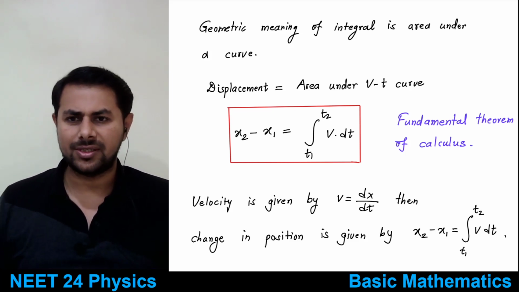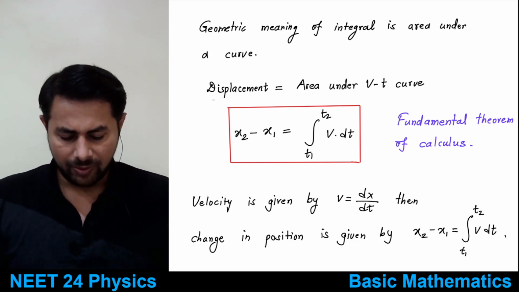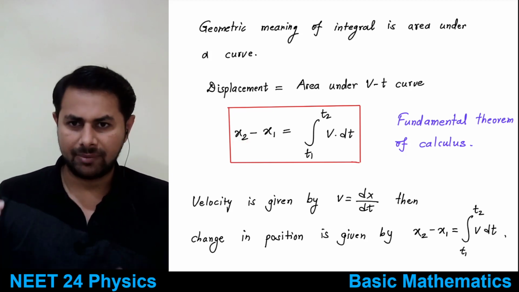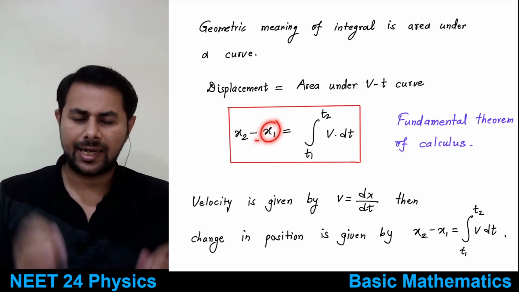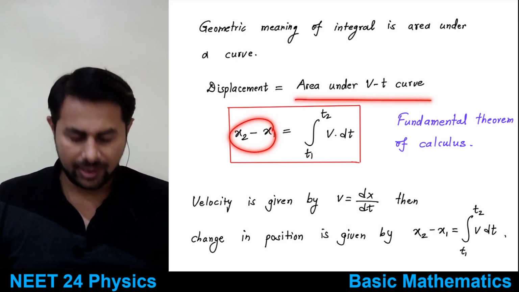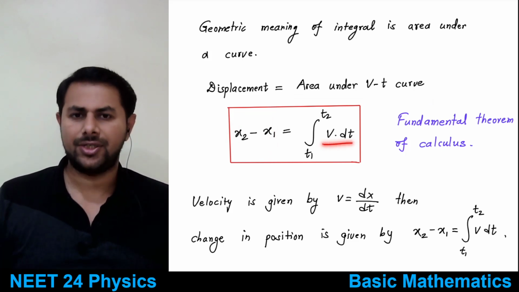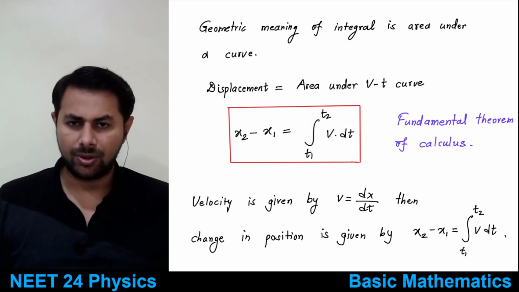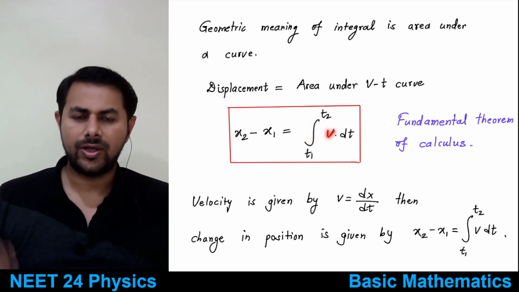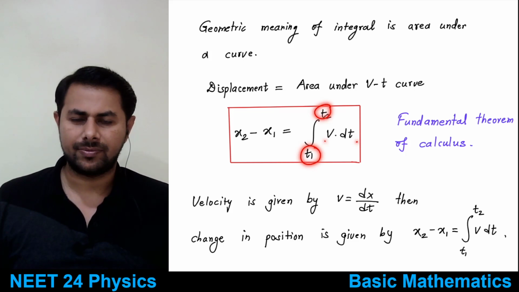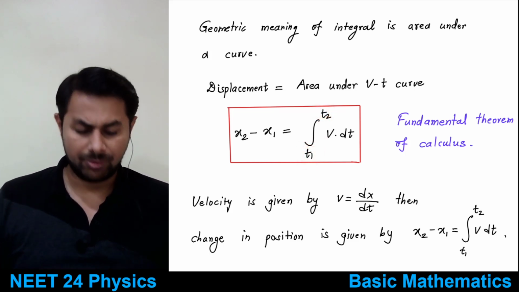Area under the velocity versus time curve gives displacement. What is displacement? It's the final position x2, which is at time t2, minus initial position x1, which is at time t1. And how do we get that? So area is given by this integration, integration of v dt. What is v? V is velocity, right? So integration of v dt from initial time to final time.